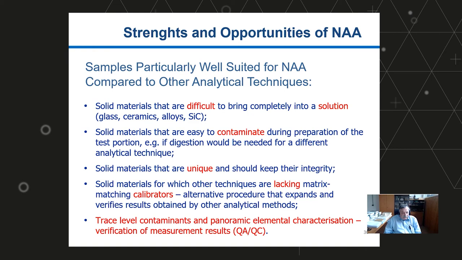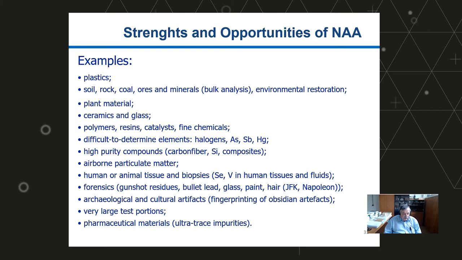This is in particular suitable for performing trace level analysis and panoramic elemental characterization. So for the purpose of quality assurance and quality control in chemical measurements. Now, heuristically, what kind of samples are suitable for NAA, from plastics, environmental materials, high purity compounds, animal, human tissues, forensics, archaeological artifacts, and so on.